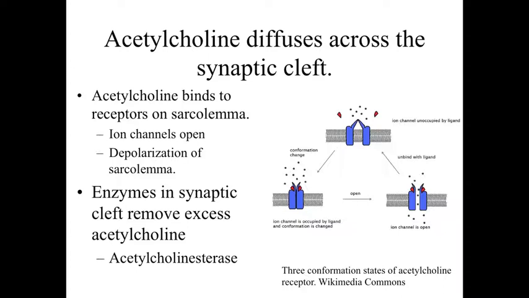And so when it binds to those receptors, it's going to cause ion channels to open. And when the ion channels open, it's going to cause depolarization of the sarcolemma, depolarization of the muscle membrane. Basically, the ion channels open up and ions flow across the membrane. As they do that, they cause the voltage difference to change along this region of the cell.